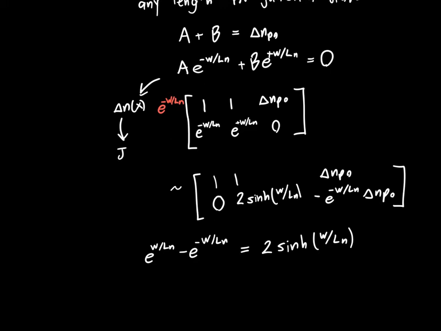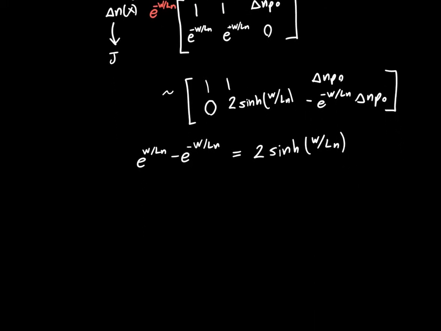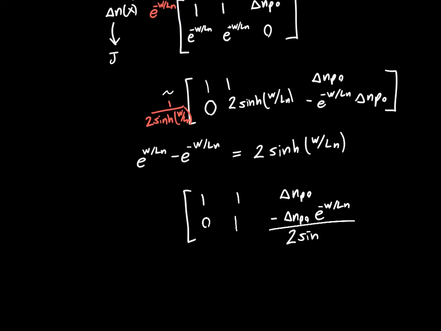Now we can further simplify this. I'm going to multiply the whole bottom row by 1 over 2 sinh w over ln, just so that we can get a 1 out front, and we know what our B is equal to. It'll allow us to simplify things more easily. So we get 1, 1, 0, 1, and then we've still got delta np naught on the top. On the bottom, we've got negative delta np naught times e to the minus w over ln divided by 2 sinh w over ln. This is starting to get a little ugly, but not terrible.